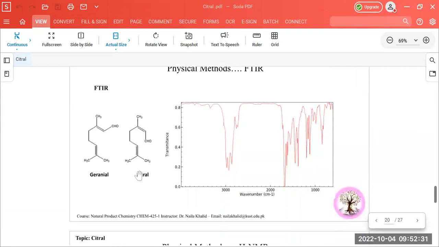The IR shows a prominent peak for the carbon-carbon double bond, as well as a peak at 1700, which shows the presence of the aldehyde, the carbonyl stretching. And here these are the aliphatic CH stretching, along with the CH stretching of the aldehyde. So it further confirmed this.